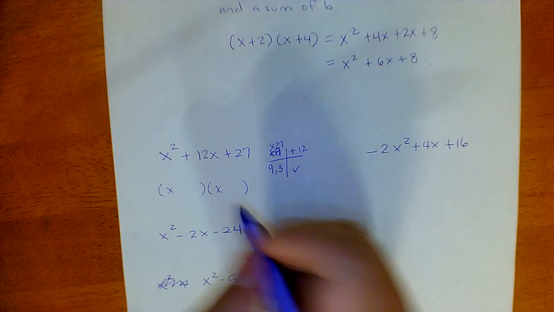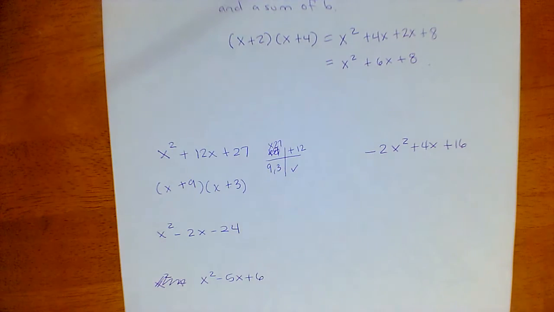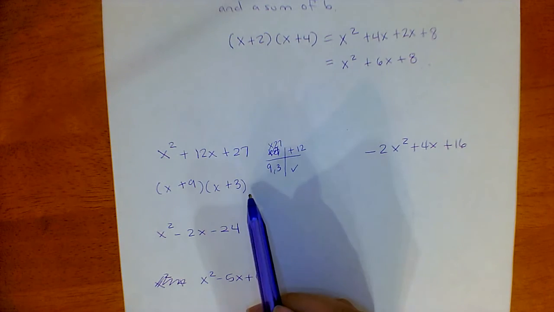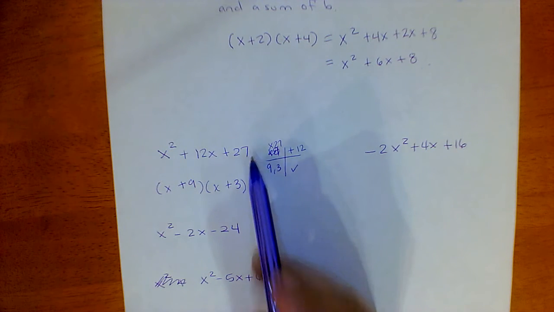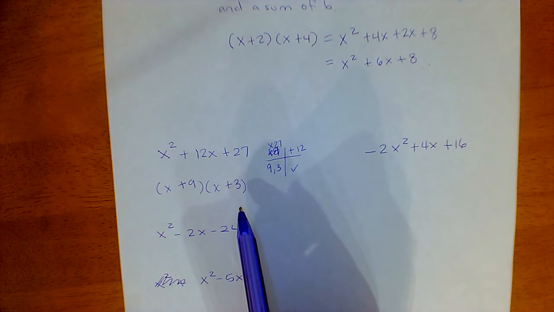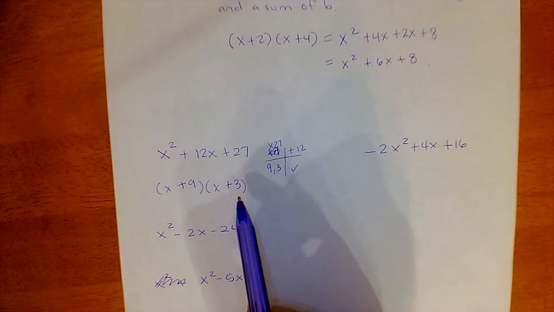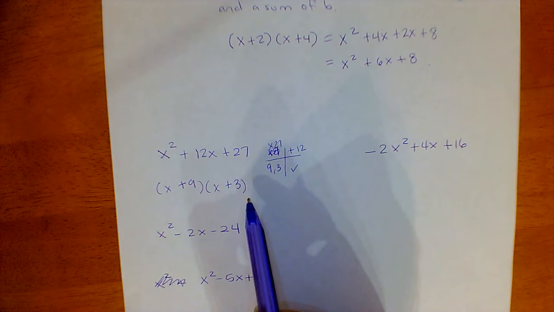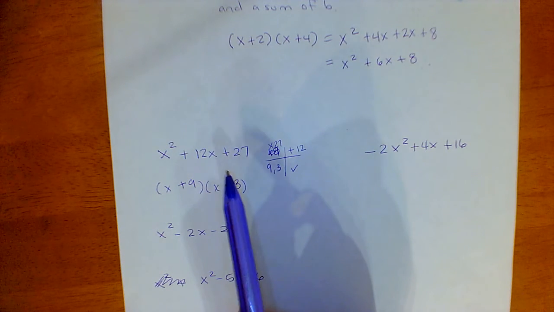So here I would say x plus 9 and x plus 3. This is the factored form of this trinomial that they want me to be able to factor. And again, if we don't trust that we've factored completely correctly, we can always check ourselves by recombining them through distribution and making sure that that distribution results in the same polynomial we began with.